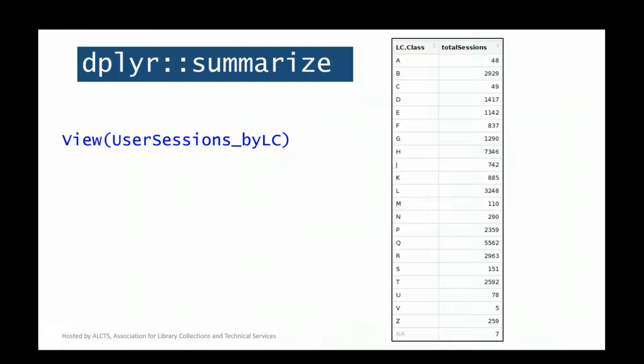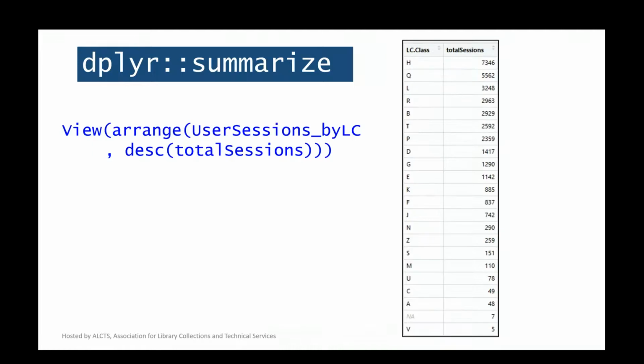So you can see that out of that entire data set, for books of call number class A, I only had 48 total sessions. This is a little bit more useful if we arrange it. You may remember last time that arrange is another dplyr function. So what I'm saying here is I want to view user sessions by LC, but I want it arranged in descending order according to total sessions. That will tell me the usual suspects are up at the top. H, Q, and L all have the highest number of user sessions. And similarly, down at the bottom, we have U, C, A, and V with comparably fewer total user sessions.